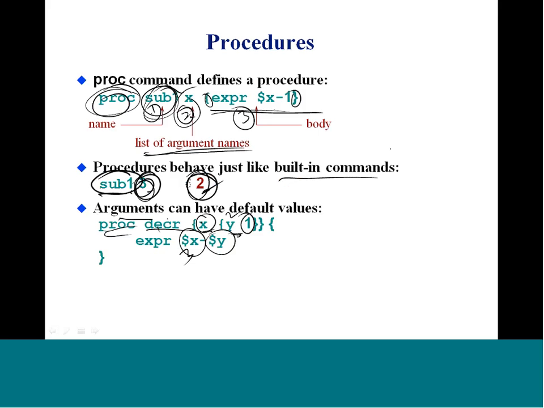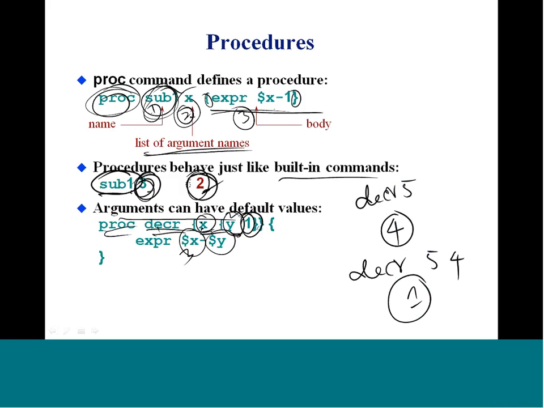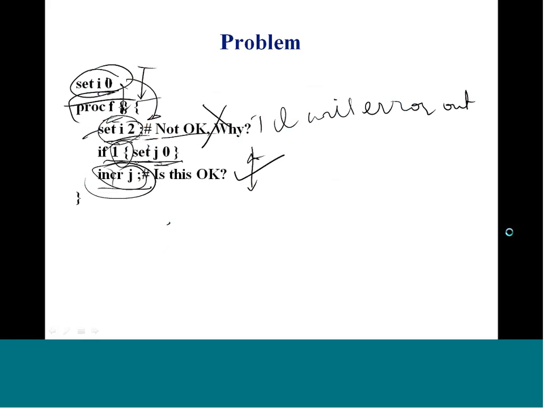Then the other thing that we also saw was that arguments can have default values. For example, here decrement x and y. Y is another argument, so it's usually x minus y, but the default value of y is 1. So if you specify only decrement 5, then the answer will be 4. If you say decr 5, 4, then the answer is 1, because the default value for the second operand is always 1 in this particular proc. This way you can define multiple default conditions. So this is the first thing that we saw.